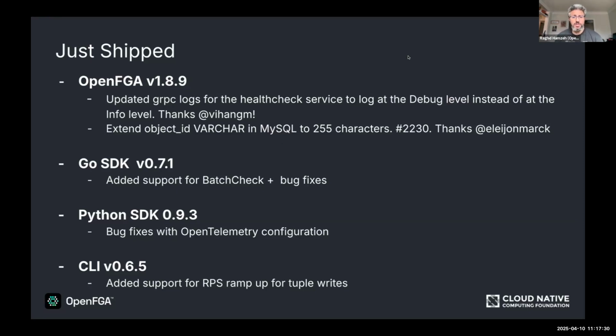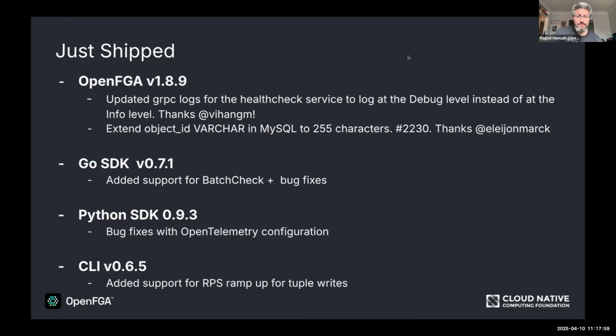On the Python SDK, we shipped 0.9.3 with some bug fixes in the OTel configuration, also some changes in our dependency pinnings, but expect 0.9.4 soon. That comes with some community contributions. One of them is passing in a name to filter, so when listing stores you can filter by name. There are a few other contributions, so expect that soon.